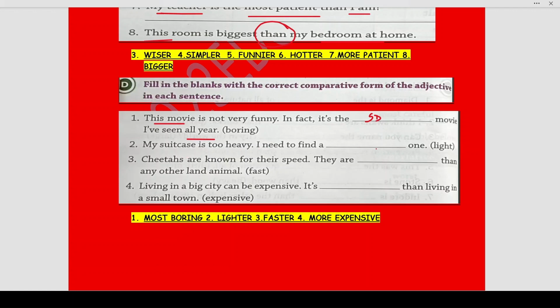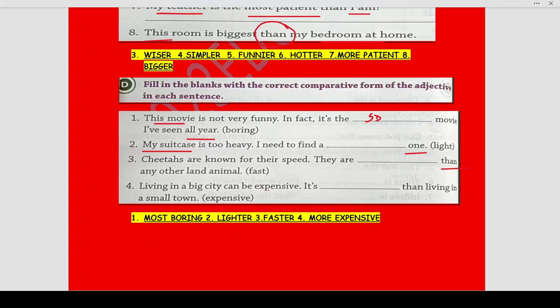My suitcase is too heavy. I need to find a dash one. There is a comparison between two things, my suitcase and another suitcase. My suitcase is too heavy. I need to find a lighter one. Cheetahs are known for their speed. They are dash than any other land animal. The word than is there, so they are faster than any other land animal.